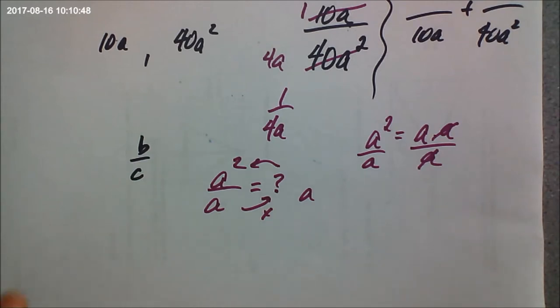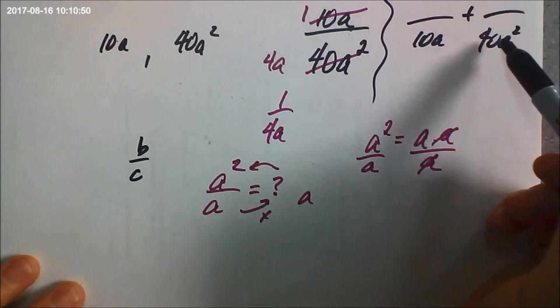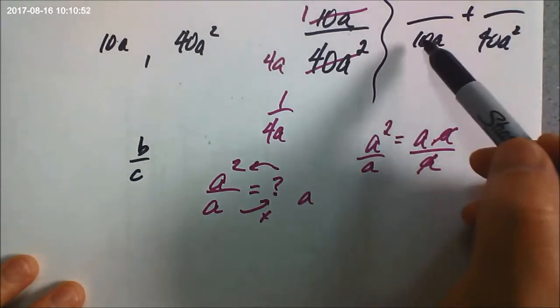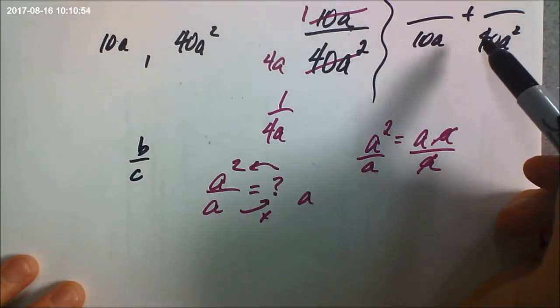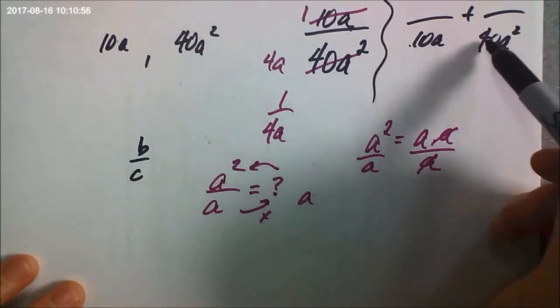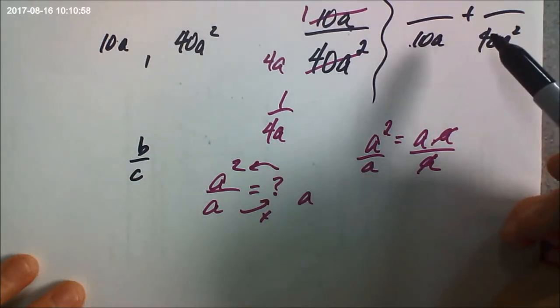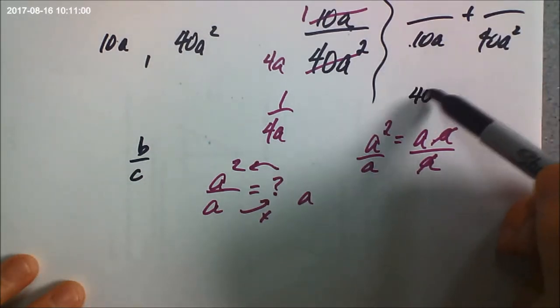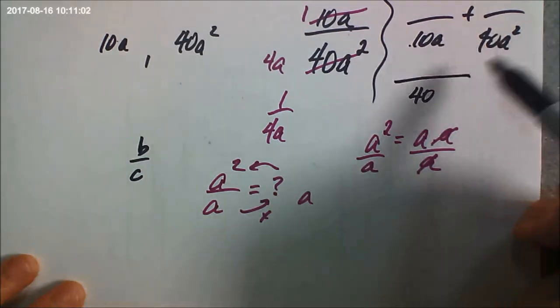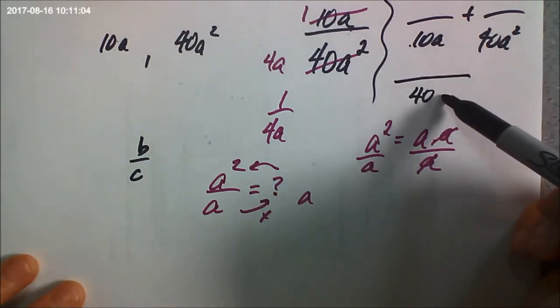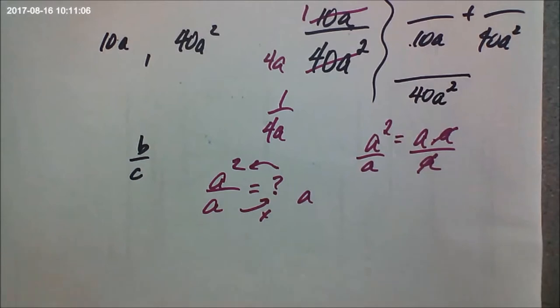Okay. Hey, common denominator. What's the smallest thing these both go into? 40. So 10 and 40, that would be 40, right? Okay, so 40 would be my denominator for sure. What about A and A squared? A squared. Because, well, they both go into A cubed, yes. They do. But it's not the smallest.